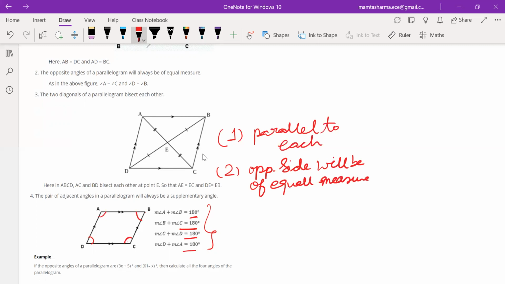Okay, the sides will be of equal measure. Third, adjacent angles: the sum of adjacent angles will be 180 degrees. If the sum of two angles is 180 degrees, can we say these two angles are supplementary to each other? Can we say it?